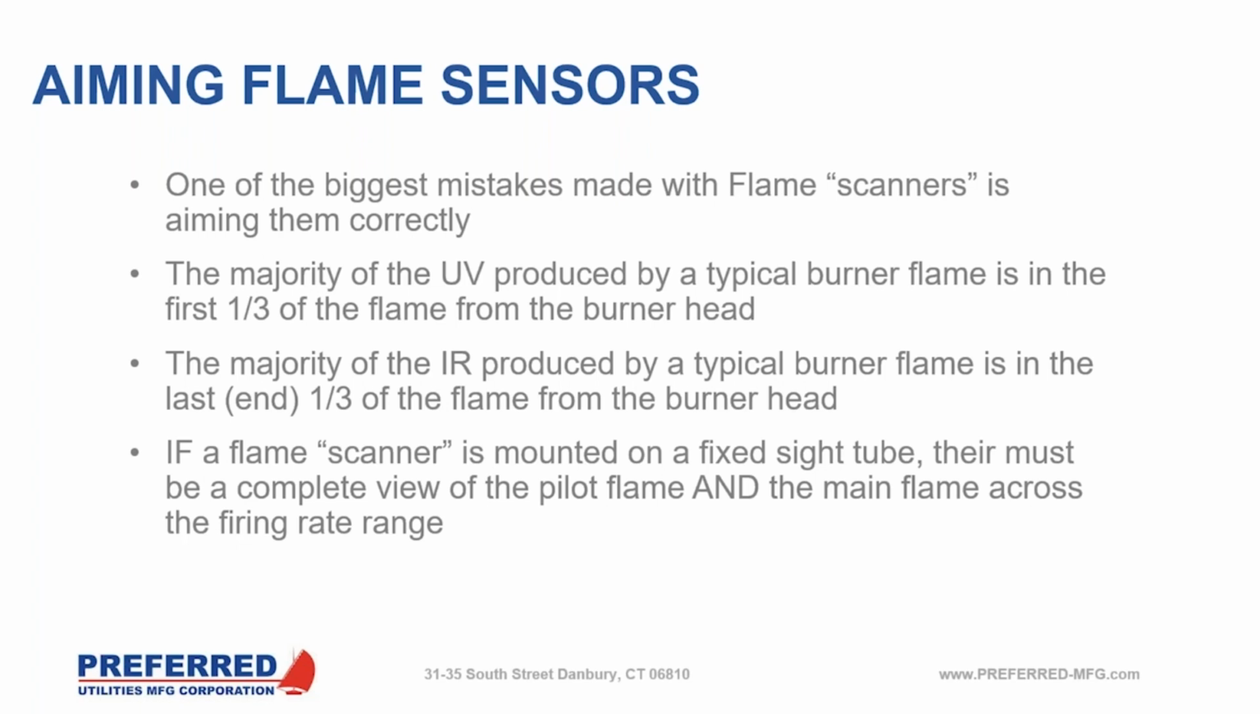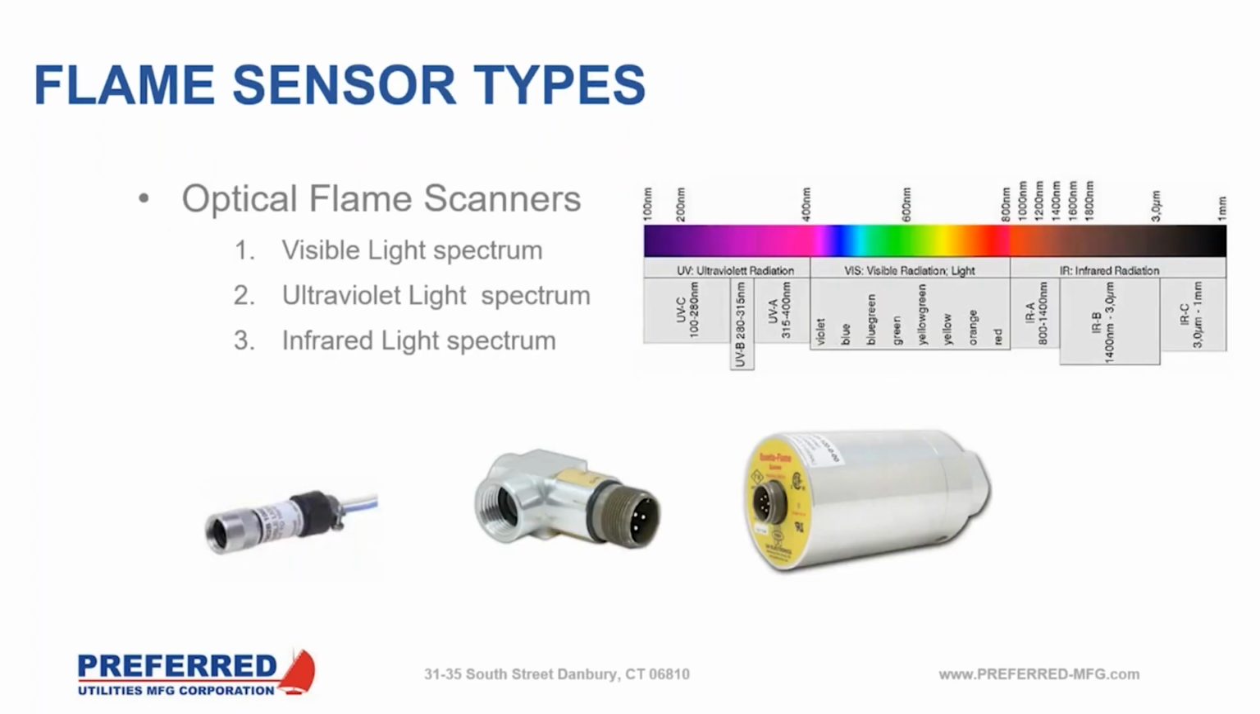It might seem like a simple process, but that flame safeguard is really able to recognize the difference these days. And again, if that scanner is mounted on a fixed sight tube and you're having issues, make sure you have a really complete view of the pilot flame and the main flame across that firing rate range.